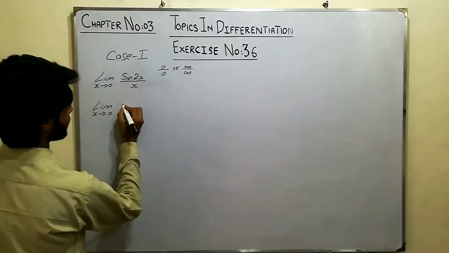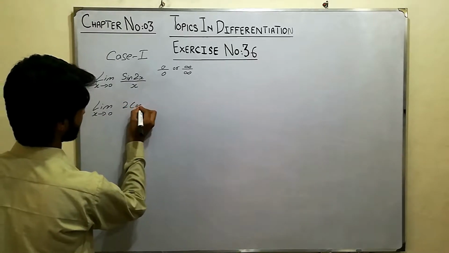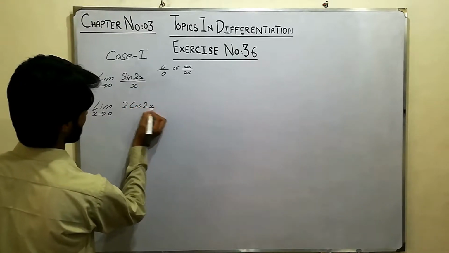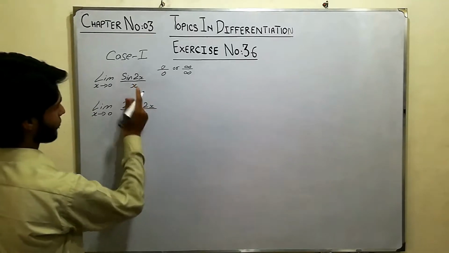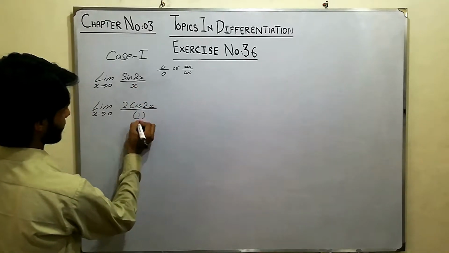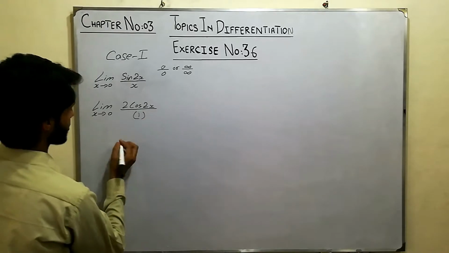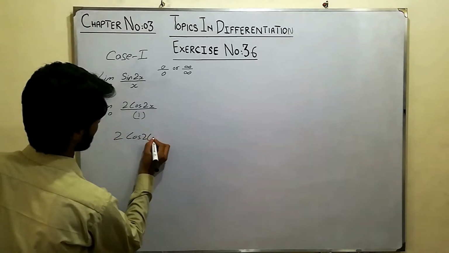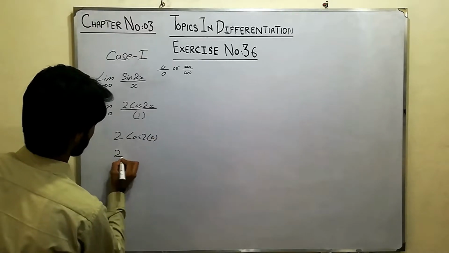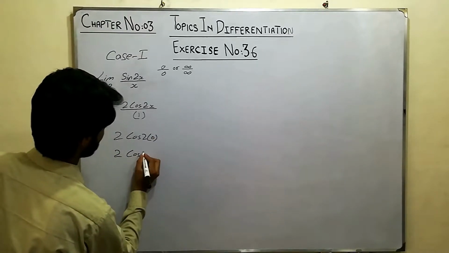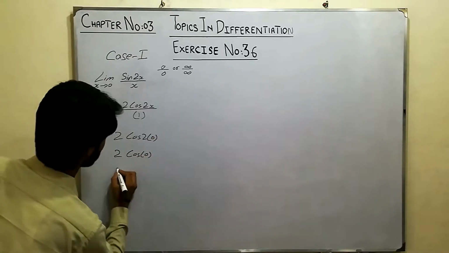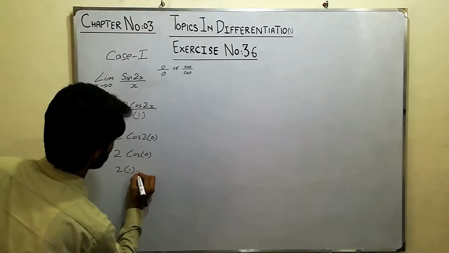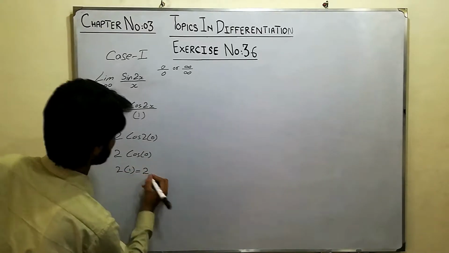If we take the derivative, we have 2 cos 2x divided by the derivative of x, which is 1. Now if we put the limit, we have 2 cos 0. cos 0 is 1, so we have 2 times 1, equal to 2.